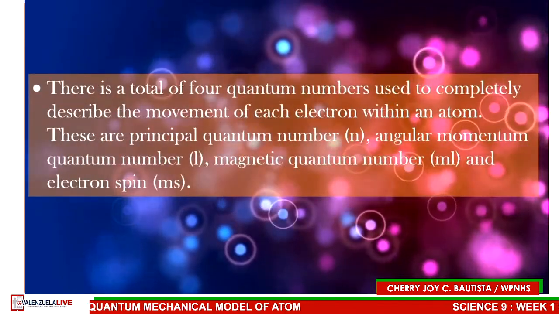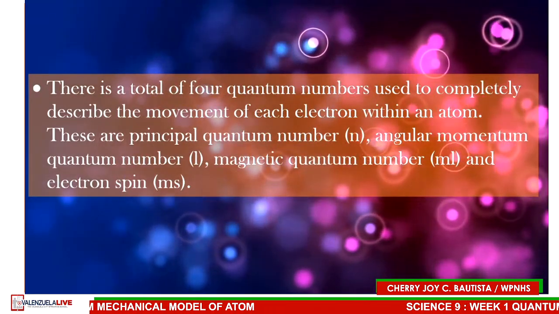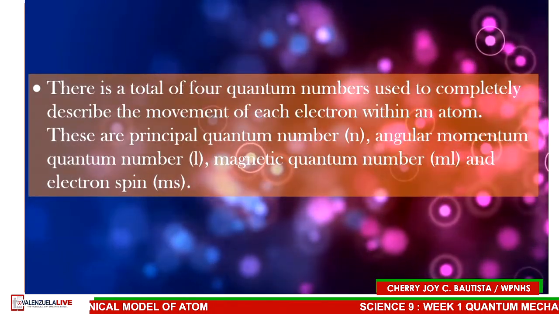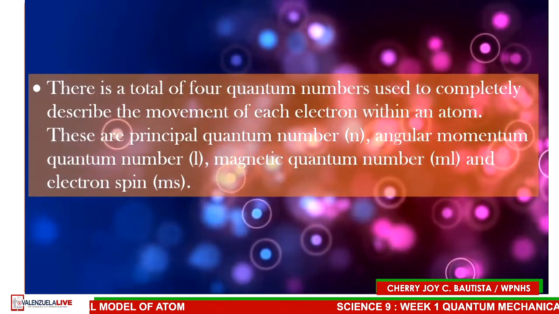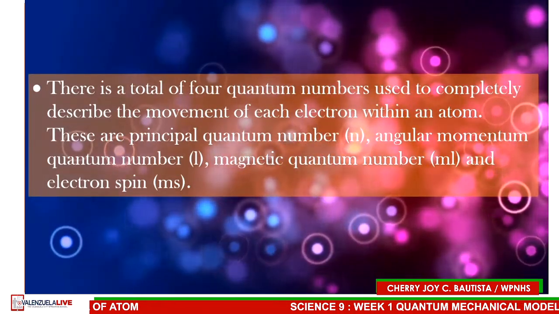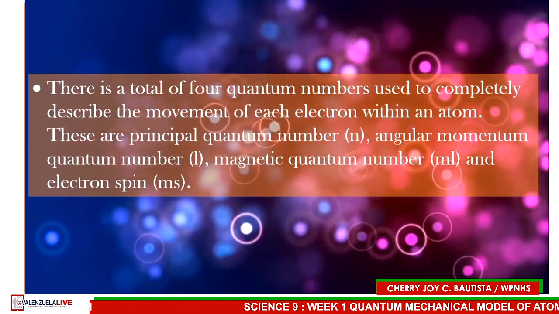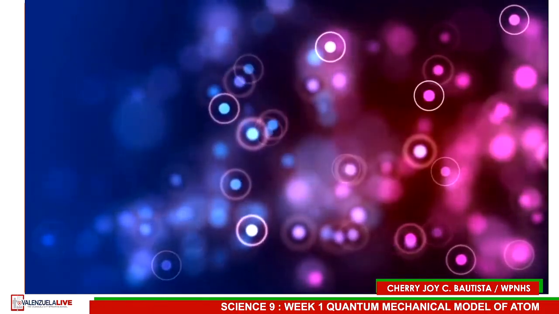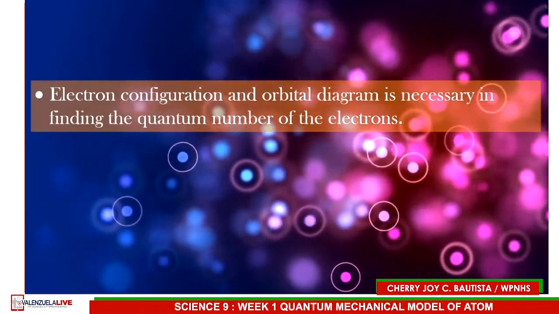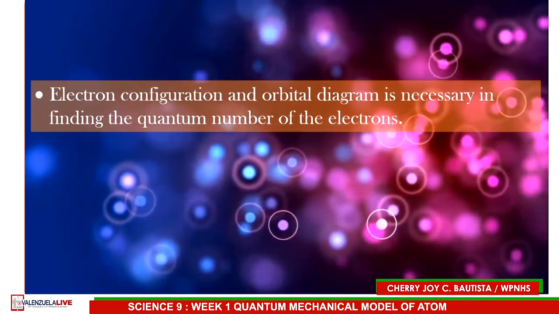There is a total of 4 quantum numbers used to completely describe the movement of each electron within an atom. These are principal quantum number n, angular momentum quantum number L, magnetic quantum number m sub L, and electron spin m sub s. Electron configuration and orbital diagram is necessary in finding the quantum number of the electrons.